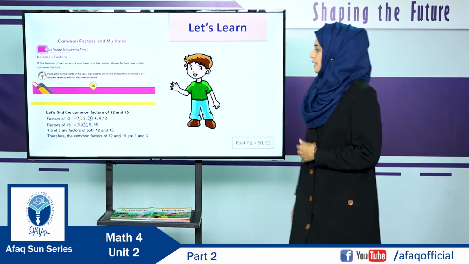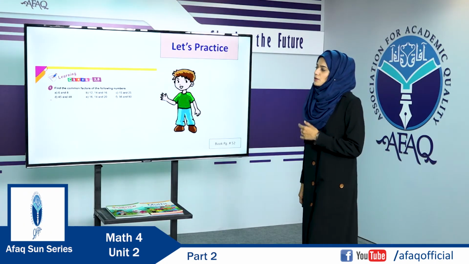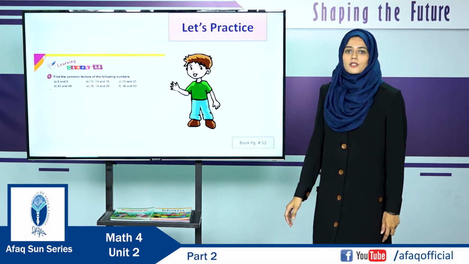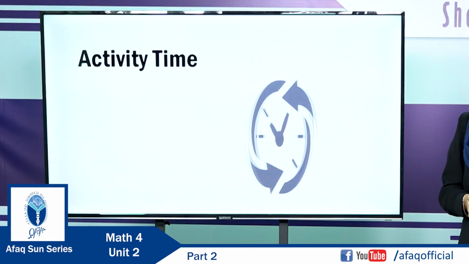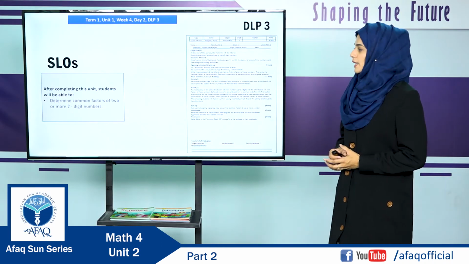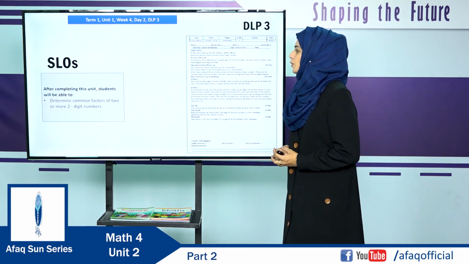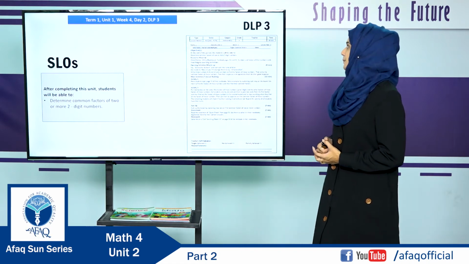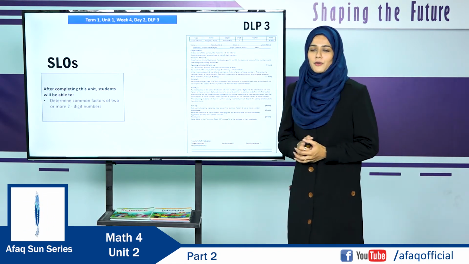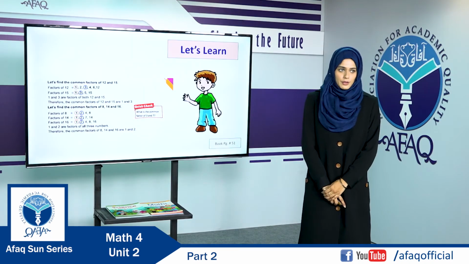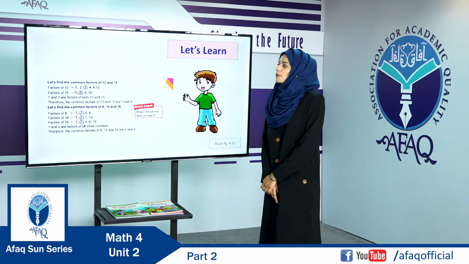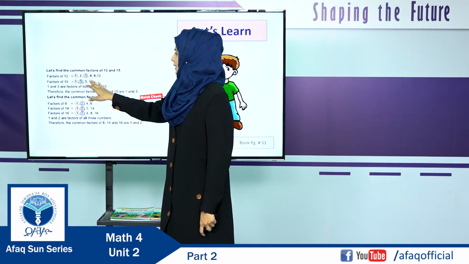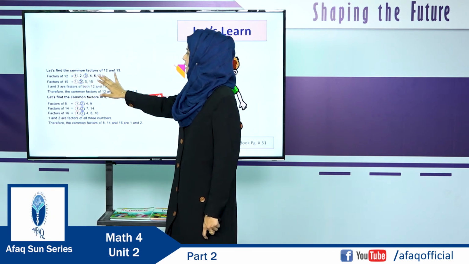Let's see the exercise related to the common factors. Here is a question about the common factors. You have to find the common factors of the following numbers. So do this activity on your own. It's an activity time. In this SLO, we are going to determine common factors of 2 or more than 2 digit numbers. To cover this, the methodology has been provided in DLP 3, which falls in term 1 unit 1 week 4 day 2. On page number 51, we are going to find the common factors between 12 and 15. Here are the factors of 12 written: 1, 2, 3, 4, 6, 12.